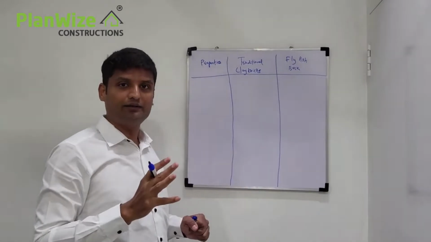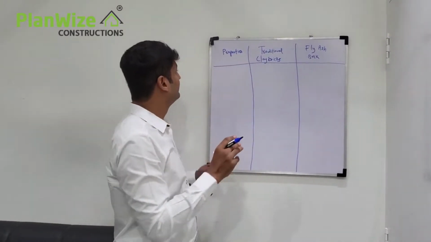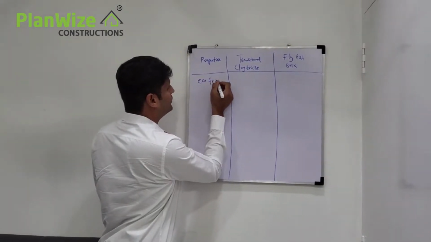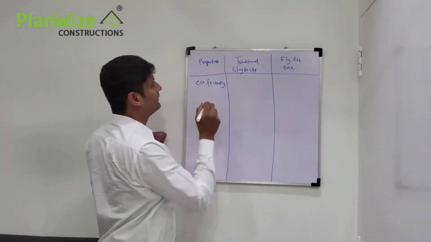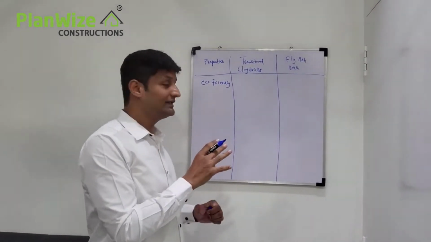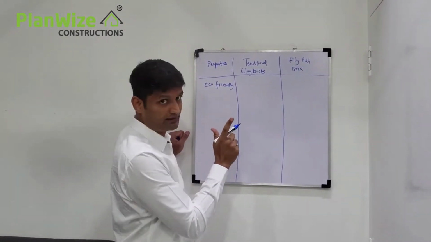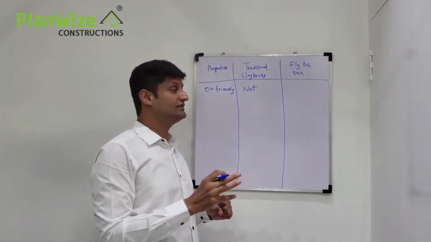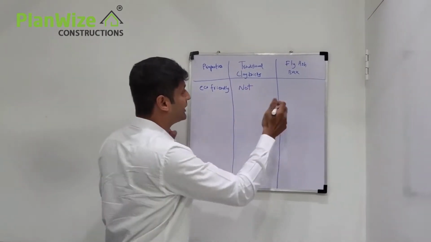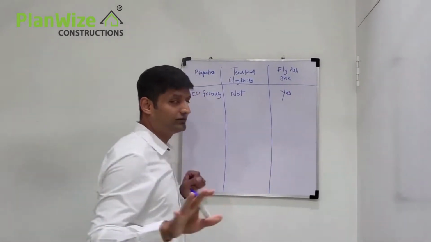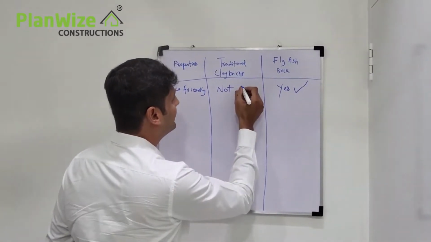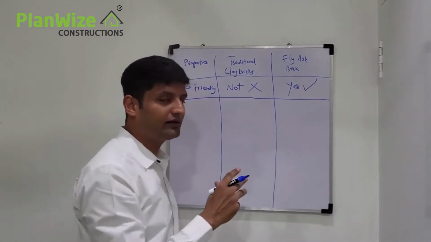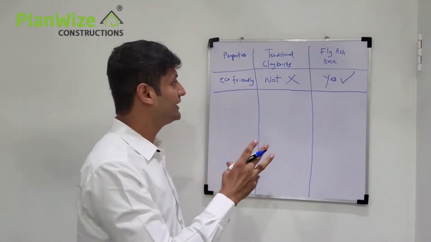So the very first point of using fly ash brick is eco-friendliness. As I already told you, traditional clay brick is not an eco-friendly product, whereas the fly ash brick is an eco-friendly product. Let me just put a tick and a cross here. So what are the advantages of an eco-friendly product? Is there any other advantage in using an eco-friendly product?